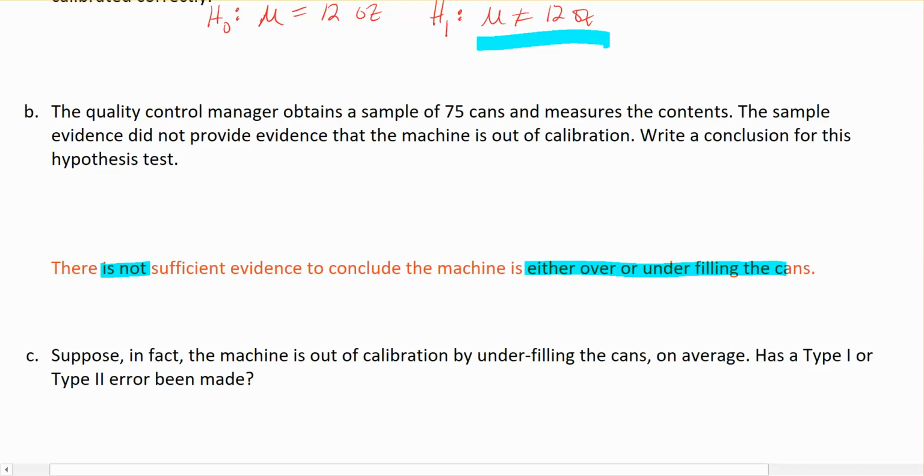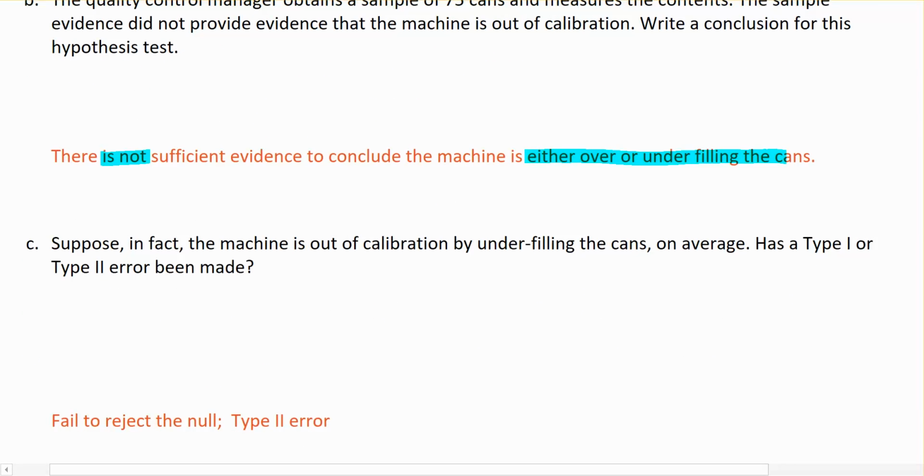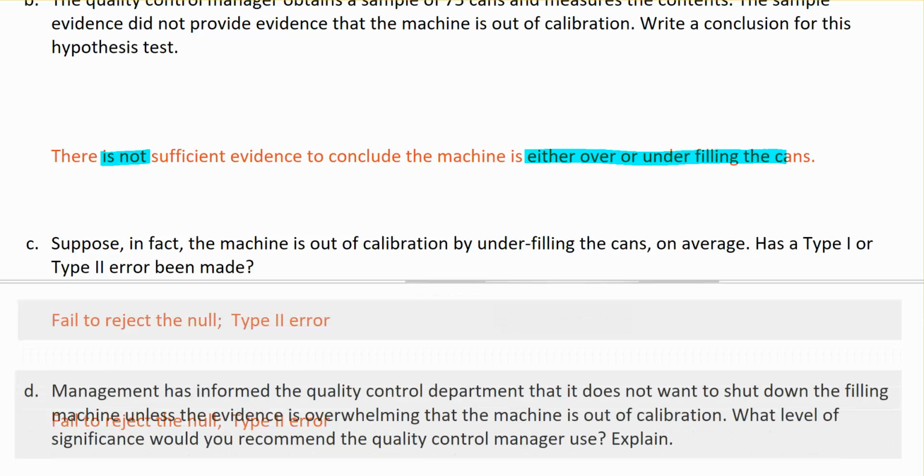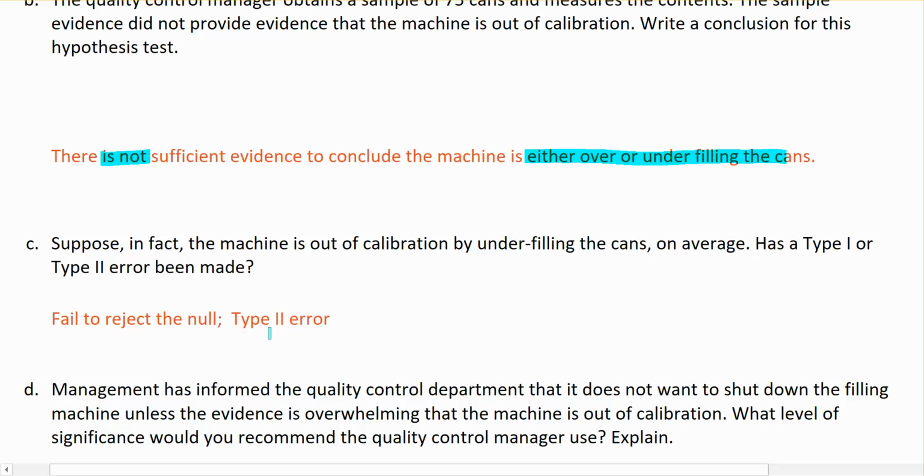How do we state that? If we fail to reject the null, then what we have committed is a type 2 error, right? The guilty go free. So failing to reject is when the guilty go free, and that's a type 2 error.